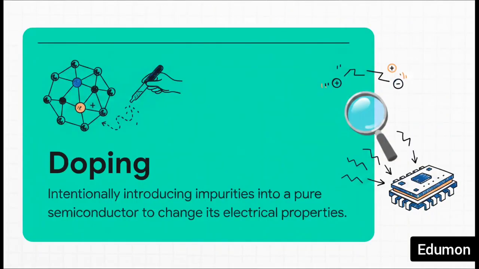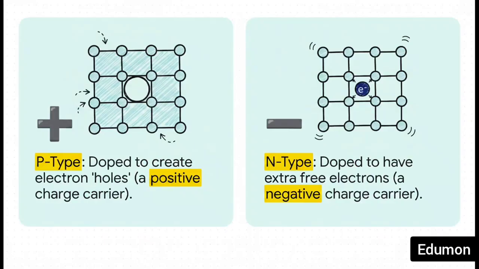We do this with a process called doping. Now, it sounds a little shady, but all it means is that we're carefully sprinkling a few atoms of a different element, an impurity, into our perfectly pure semiconductor crystal. And this tiny little change makes a world of difference. Doping gives us two brand new flavors of semiconductor. If we add one kind of impurity, we create P-type material. P for positive, because it ends up with these little empty spots or holes where an electron should be. Add a different kind of impurity, and we get N-type material.